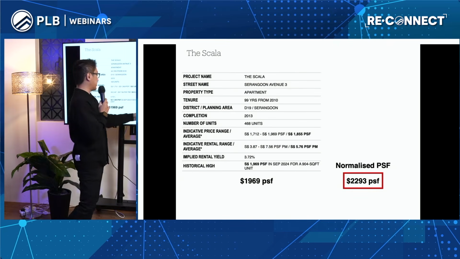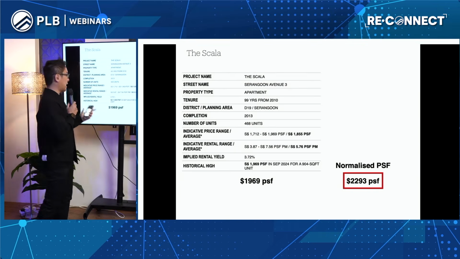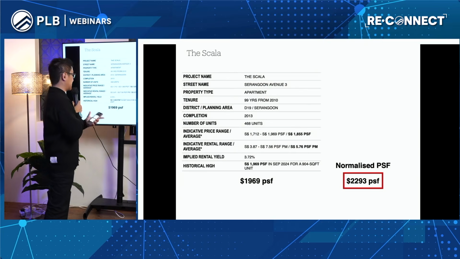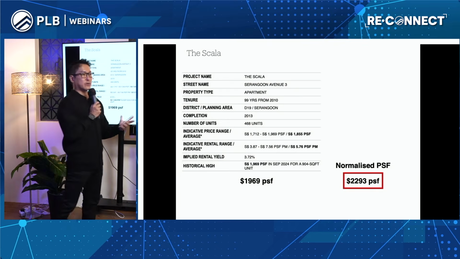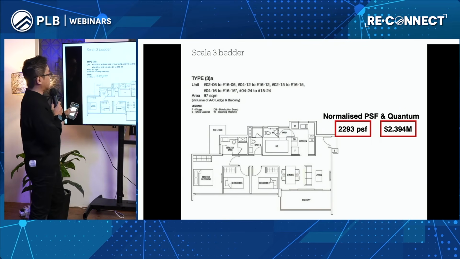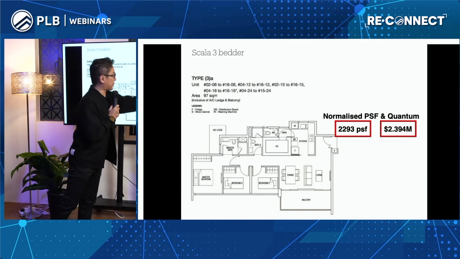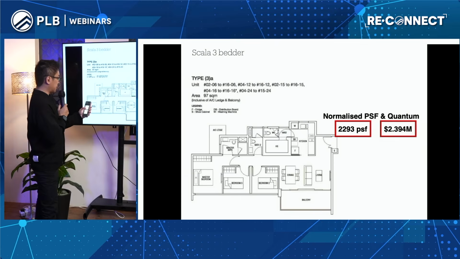Normalization PSF itself, right, if you look at it now, okay, the highest transaction we took in terms of the project itself is 1,969 PSF in September 2024. If we normalize the PSF itself, it is at 2,293 PSF. And comparing the size itself for the Scala is at 97 square meters. Comparing the price itself, the quantum itself, is 2.39 million. That's actually for the 3-bedder.